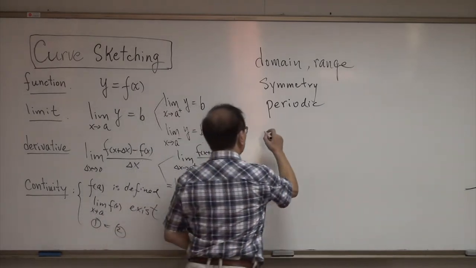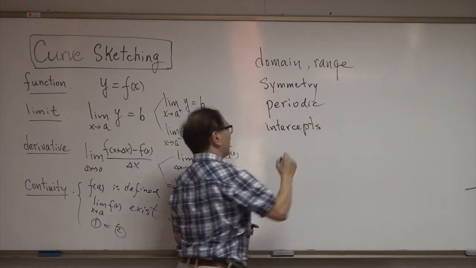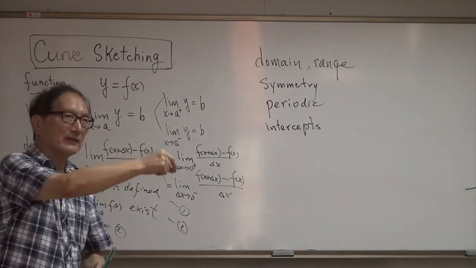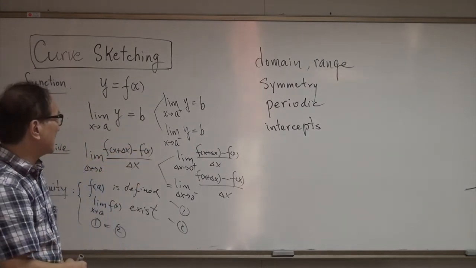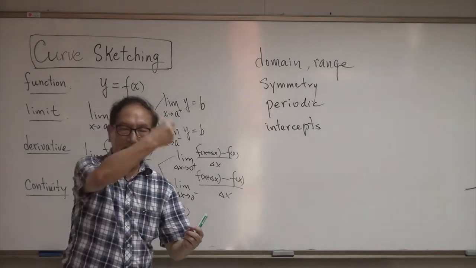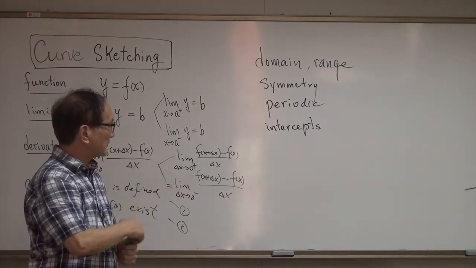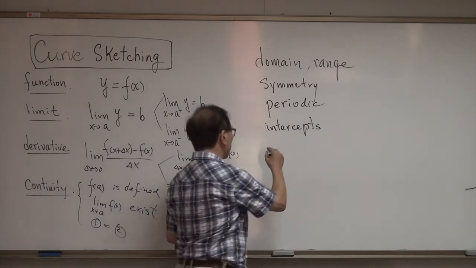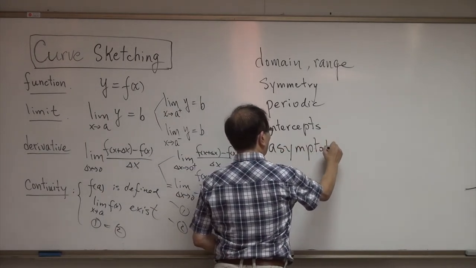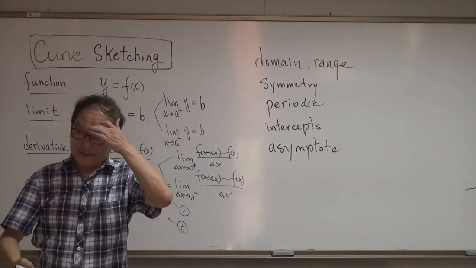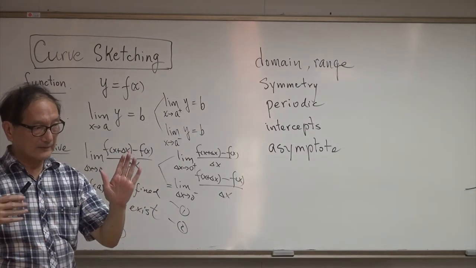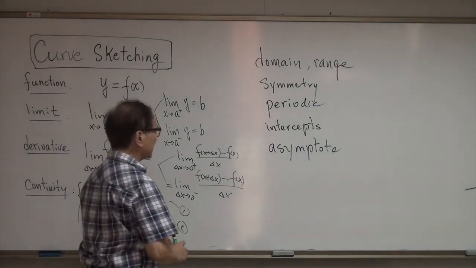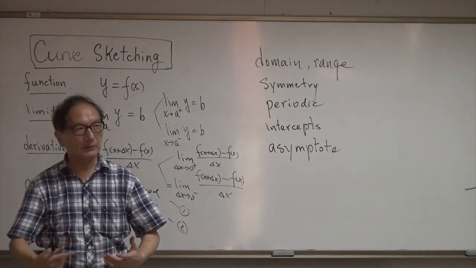Then what other things might be interesting? The intercepts. Y-intercepts or x-intercepts. In most cases the y-intercept can be found easily, and then we know that the curve is passing through particular points. If the x-intercept is not easy to find, then you just leave it. When you sketch a curve, you can roughly estimate where the x-intercepts are. And then you have asymptotes, which we will talk about later. By knowing asymptotes, we can sketch the function nicely. We know that the curve obeys a certain rule in the way it behaves. So these are factors to be considered before we sketch the curve.